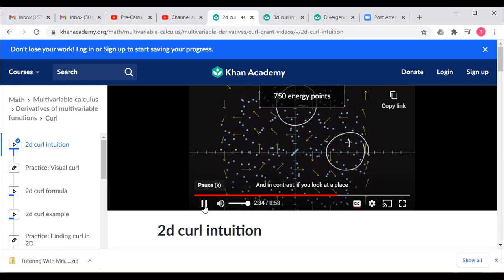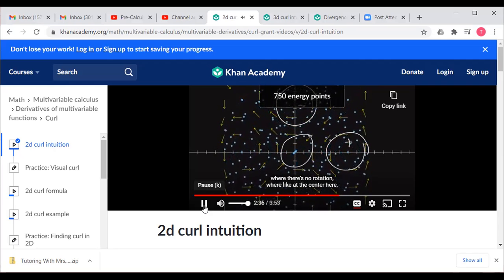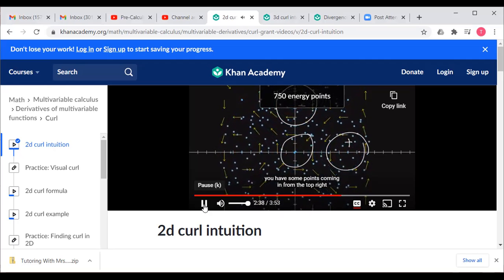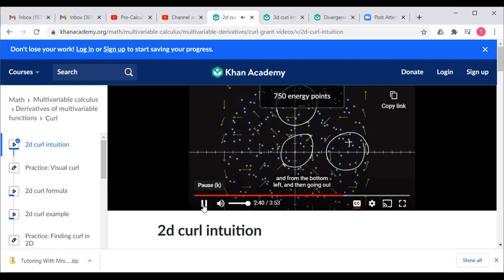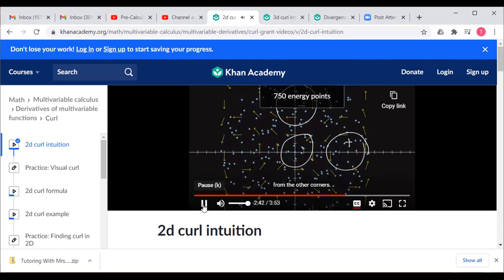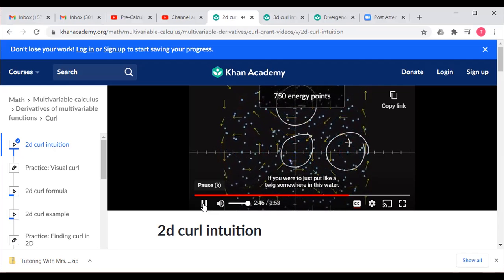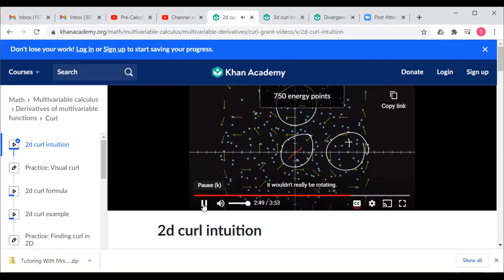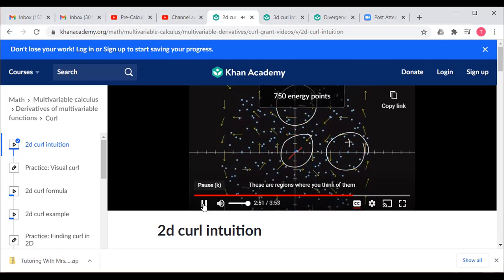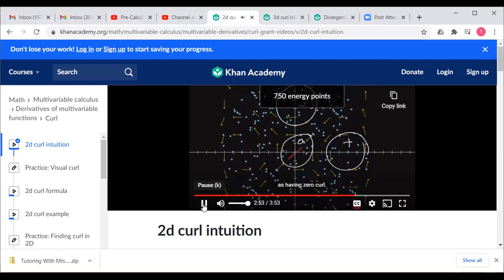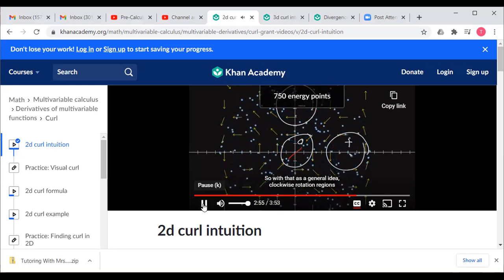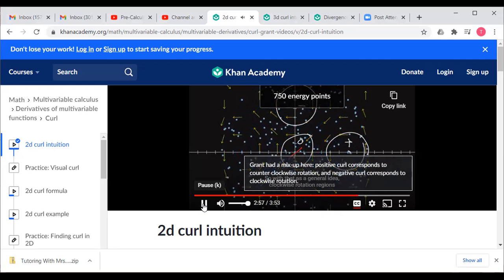In contrast, if you look at a place where there's no rotation, like at the center here, you have some points coming in from the top right and from the bottom left, and then going out from the other corners, but there's no net rotation. If you were to put a twig somewhere in this water, it wouldn't really be rotating. These are regions where you think of them as having zero curl. So with that as a general idea, counterclockwise rotation regions correspond to positive curl, clockwise rotation regions correspond to negative curl, and no rotation corresponds to zero curl.